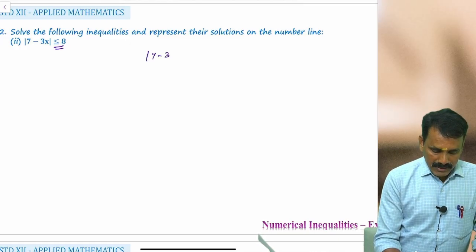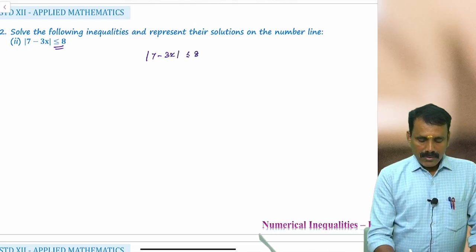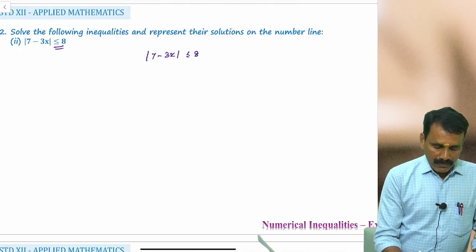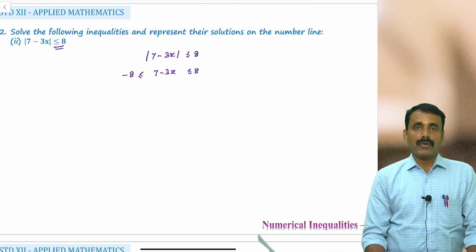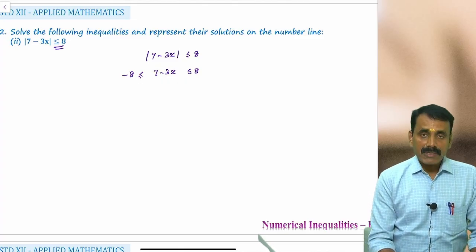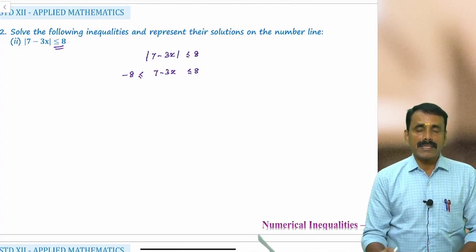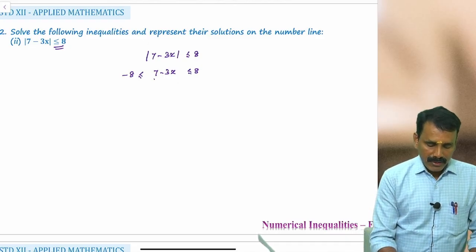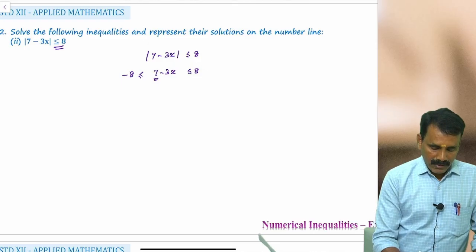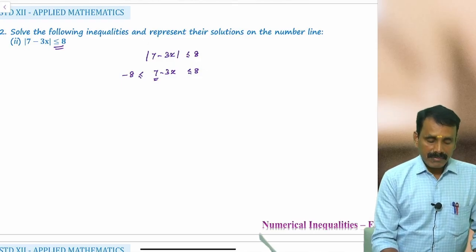Modulus of 7 minus 3x less than or equal to 8. Because it is less than or equal to, my solution will lie between minus 8 less than 7 minus 3x less than or equal to 8. Here also it is less than or equal to. So 7 minus 3x will lie between minus 8 and plus 8. Now we have to find the solution for x. So first we try to eliminate 7. For that we add additive inverse of 7, that is minus 7.